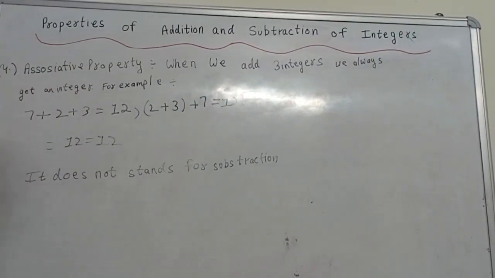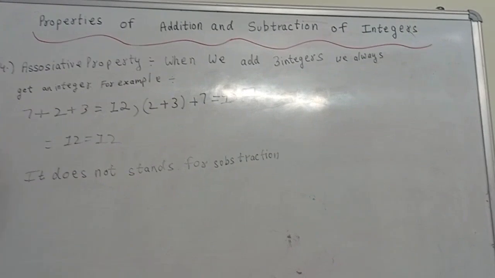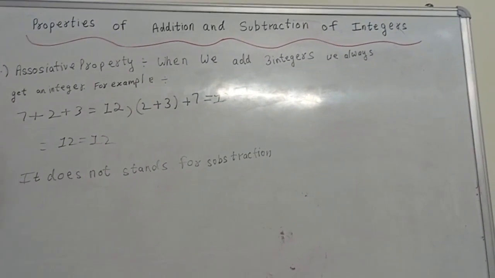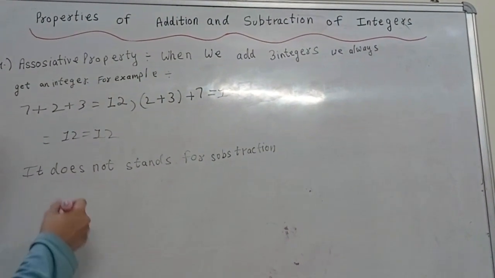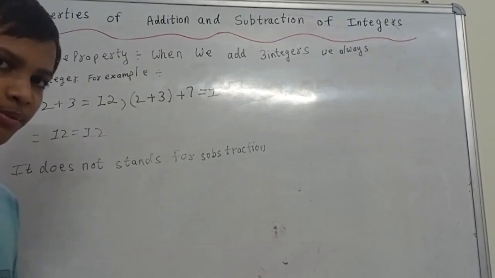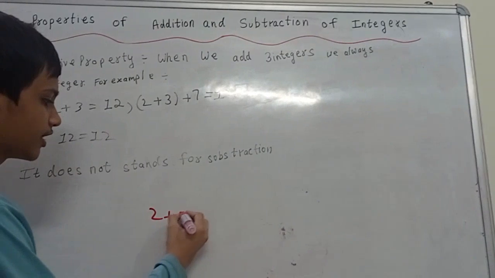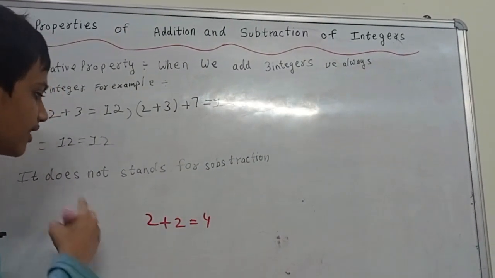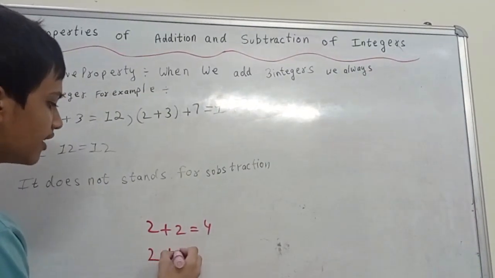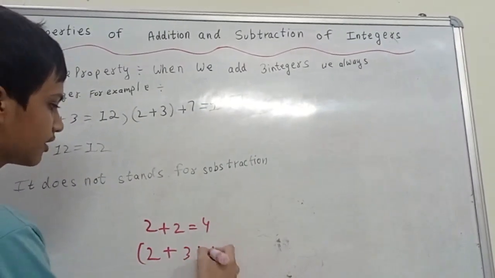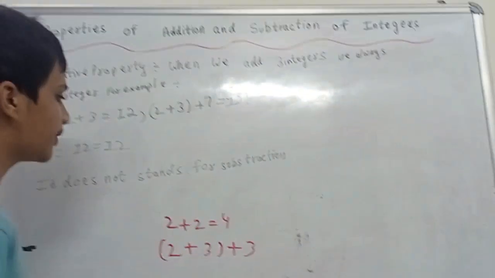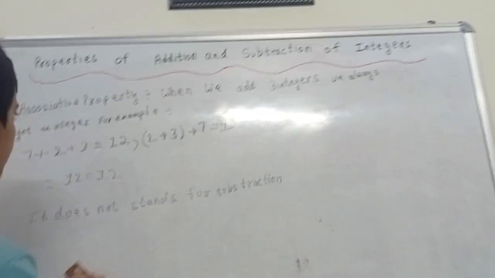So the next property is associative property. When we add three integers, we always get an integer. This is same as commutative property, but in commutative property we add two integers, and in associative property we add three integers, and in associative property we use brackets. For example, 7 plus 2 plus 3.